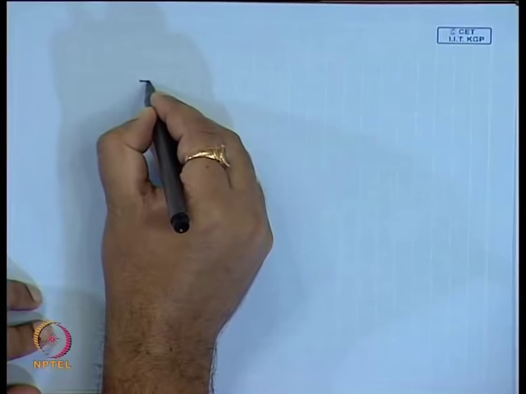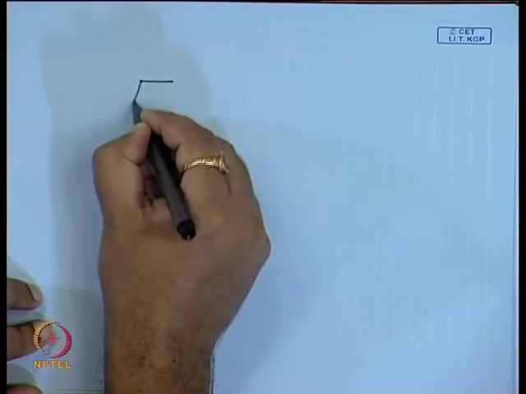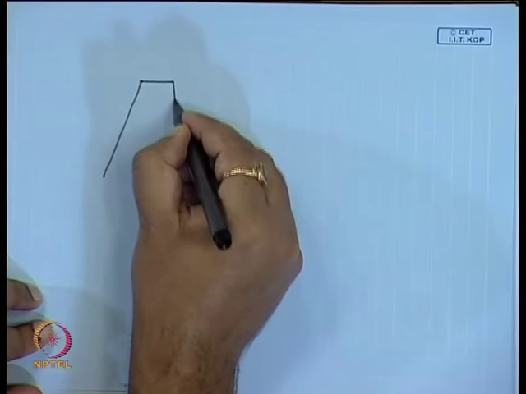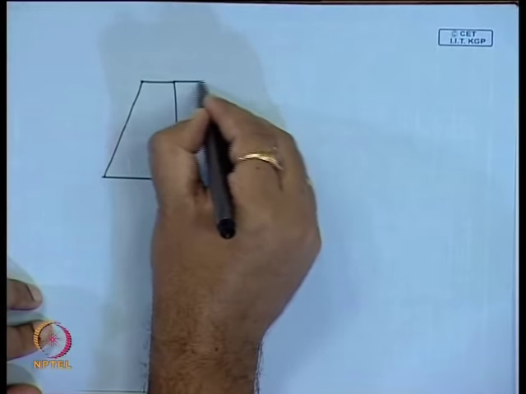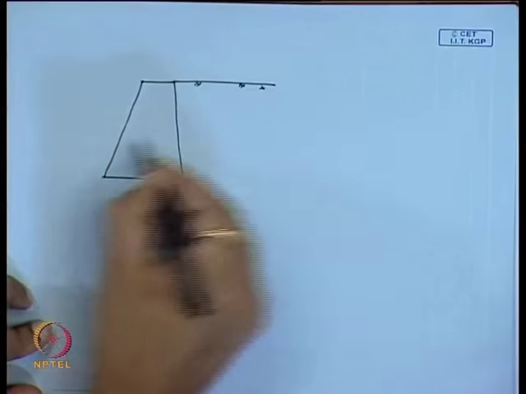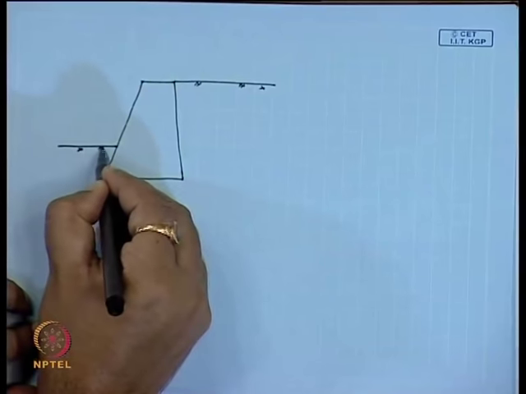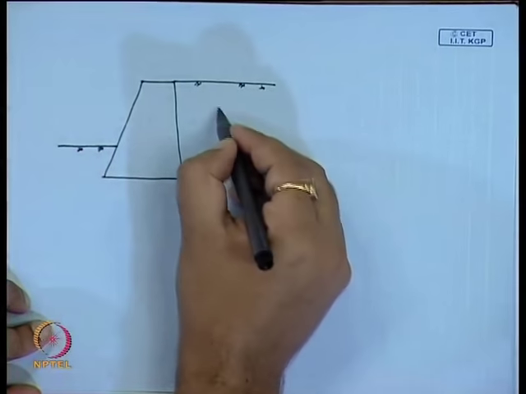First I will go for the gravity retaining wall, and before that, you should know what different factors of safety you have to determine and what checks you have to do for the design of the retaining wall. Suppose this is a typical section of a retaining wall, where this one is the backfill side, this is the ground surface, and this is the foundation. So this is our backfill side.